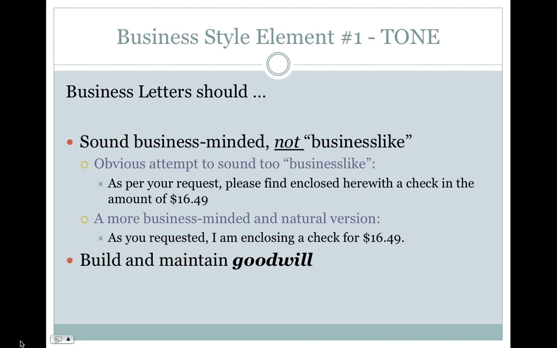So this example that I just read makes a letter sound stiff, old-fashioned, and actually contributes nothing to the message because people don't talk like this, and so people are going to read that and they're just going to keep on going. Underneath it is a more business-minded and a natural version. So to say the exact same thing, we can rewrite this so it sounds a little bit more personal, a little bit more friendly. And it would read, "As you requested, I'm enclosing a check for $16.49."